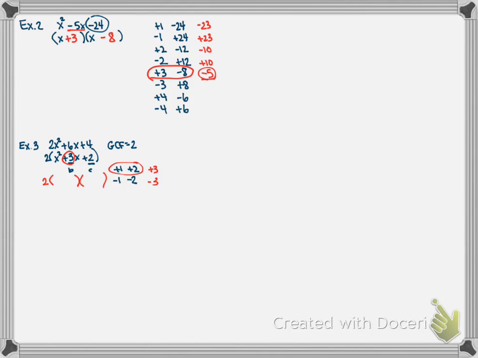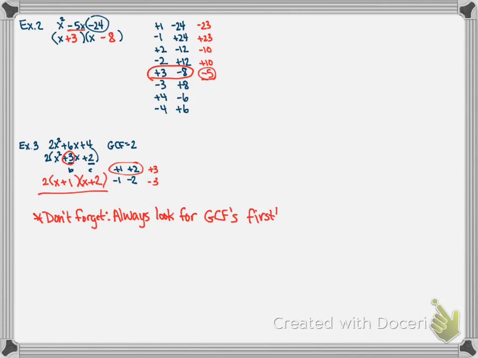So I keep the GCF, write two sets of parentheses, start by filling in the x's, and then add in the plus 1 and plus 2. So example 3 factors to 2 times x plus 1 times x plus 2. Okay, don't forget, always look for our GCF first.